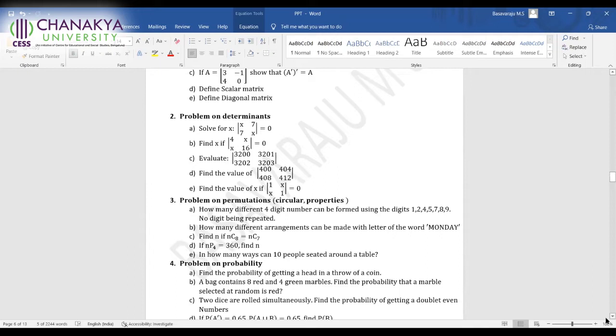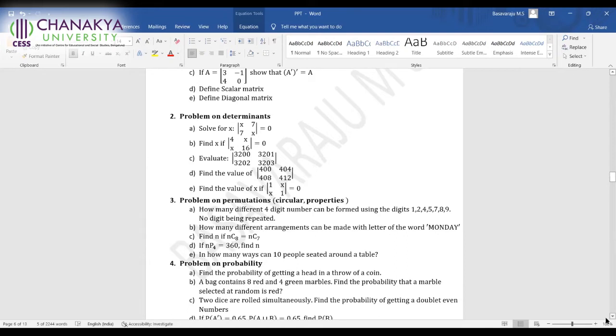And the third problem: evaluate the determinant 3200, 3201, 3202, 3203. When you are evaluating this, you should use some properties which you are already aware of. What is the property? You just subtract row 2 by row 1, that means R2 minus R1, or you can do it by columns also, to get the answer.